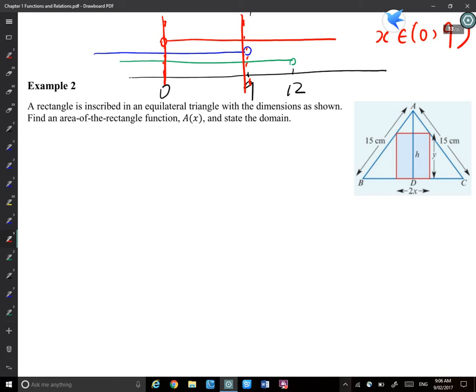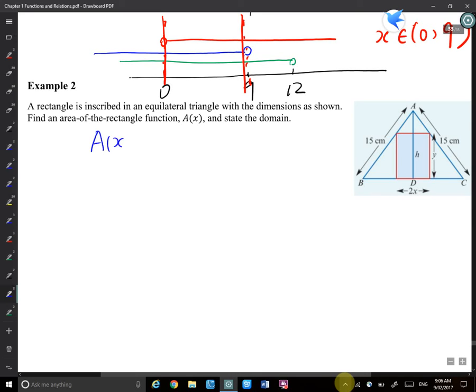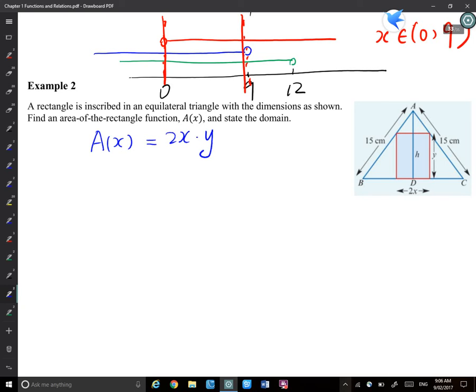So what should Ax be equal to? Ax should be 2x times y, right? 2x times y must be the area of this rectangle for sure. But y is not in terms of x yet. We need to find y in terms of x.